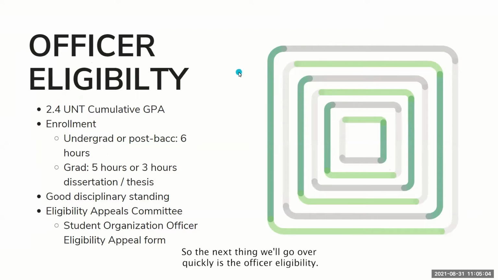The next thing we'll go over quickly is officer eligibility. In order for a student to be an officer and maintain that position, they need to have a 2.4 UNT GPA. For enrollment, whether undergrad or post-bachelor's, it will be 6 hours. For grad students, 5 hours or 3 hours of the dissertation or thesis class. They also need to be in good disciplinary standing, so there should be no probation, whether academic or with the code of conduct.